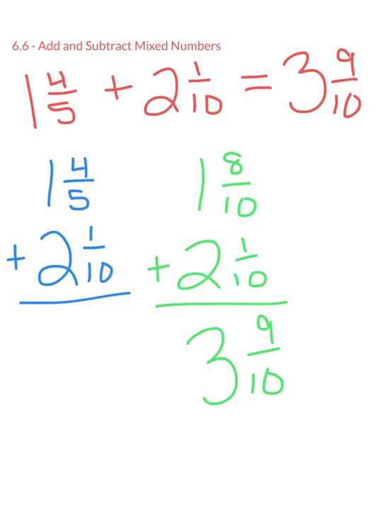You do want to check to see if your answer is written in simplest form. It doesn't have to be, but that just makes your fraction or your mixed number easier to think about. And 3 and 9/10 is in simplest form. So now let's look at a problem where we will need to change the answer to simplest form.